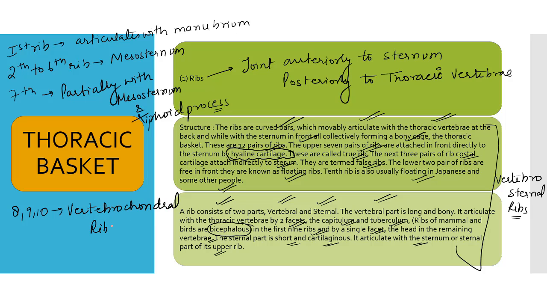right? Because they have a cartilage which is attached to the sternum. Okay, vertebrochondral rib. They don't have sternal part. It articulates with the costal cartilage of seventh rib. And 11th and 12th are floating ribs. They are basically not attached to the sternum. Okay.